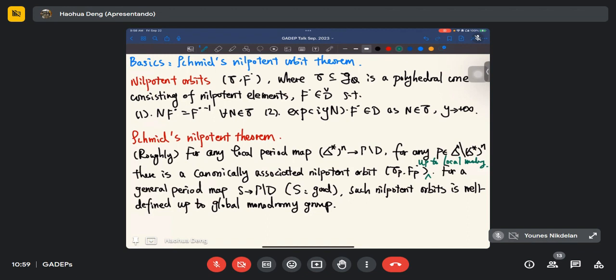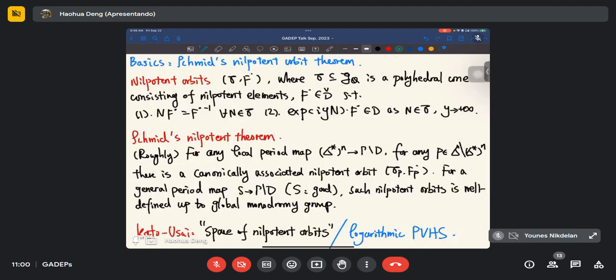Okay, and in general, if you have a general period map where the space is not necessarily locally a normal crossing, not locally the vanishing locus of the coordinate axes, you still have a nilpotent orbit defined for points over S bar minus S. However, such a nilpotent orbit is only well defined up to the global monodromy group, just like with the period map, right? The image of the original period map, the point in this D, is well defined up to the global monodromy group, and the similar thing happens for the nilpotent orbits. So this is Schmid's nilpotent orbit theorem, which tells you that indeed there is this set-theoretically well-defined map. You can just map any point in S to its associated nilpotent orbits by Schmid's nilpotent orbit theorem.